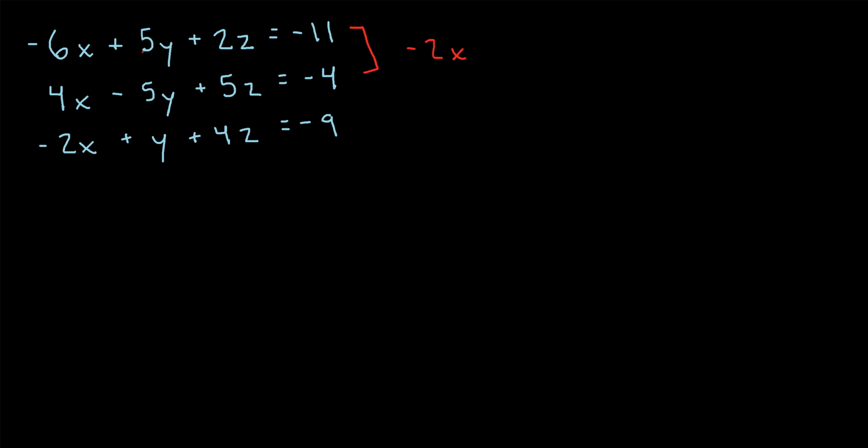We said the y's would cancel out. Over here we have 2z plus 5z, that's 7z. And then we have a negative 11 plus negative 4, that's negative 15. So here's one of our two equations.